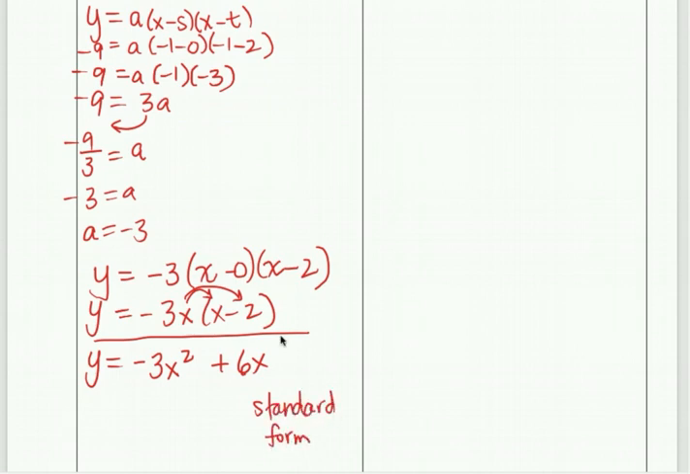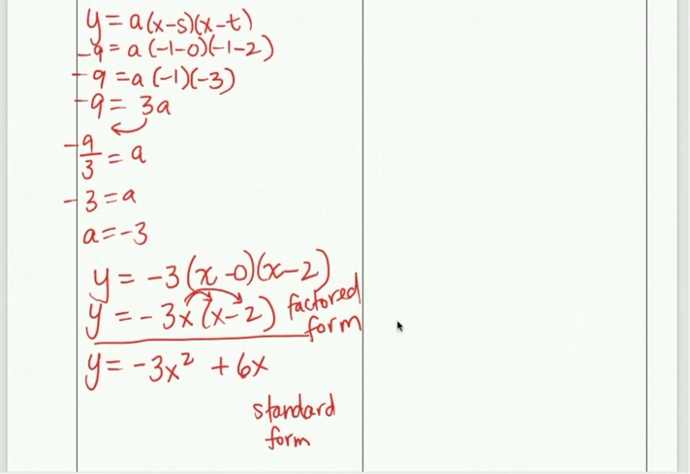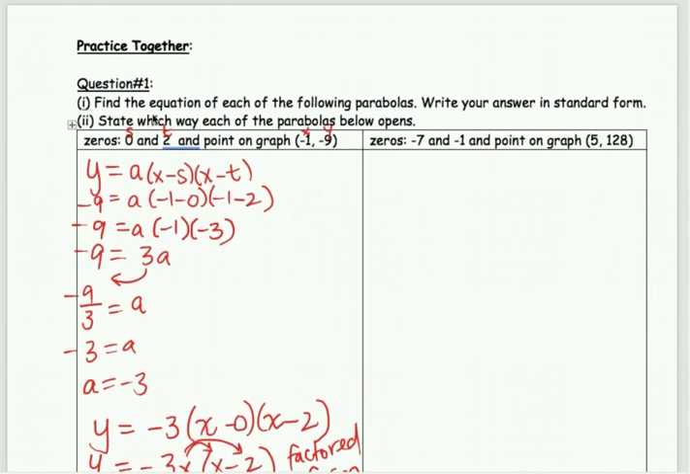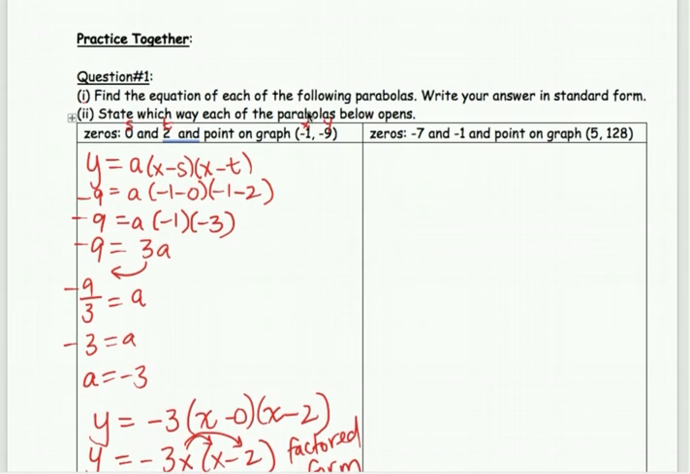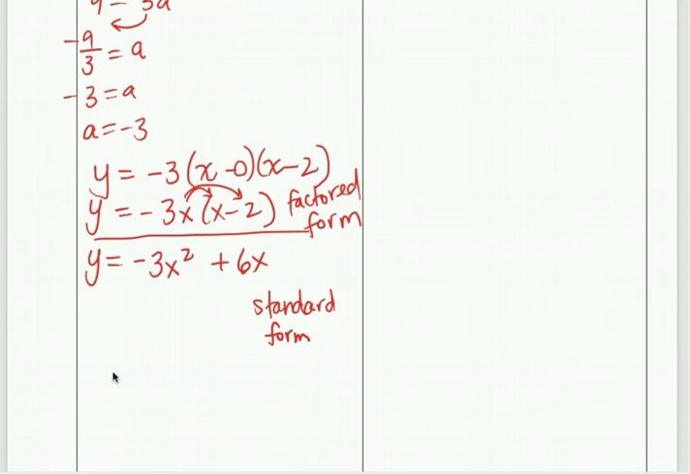And then the question that I had to correct above, can you tell me if it opens up or opens down? So part I is to write the equation in standard form, and part II is which way does it open? So this one opens down, because look at the negative there.